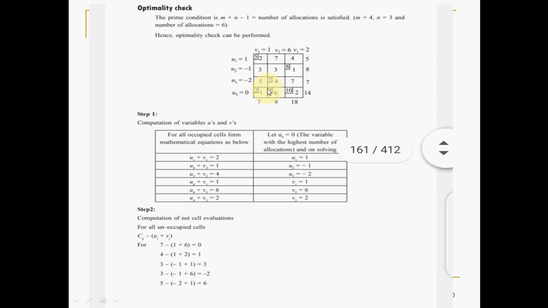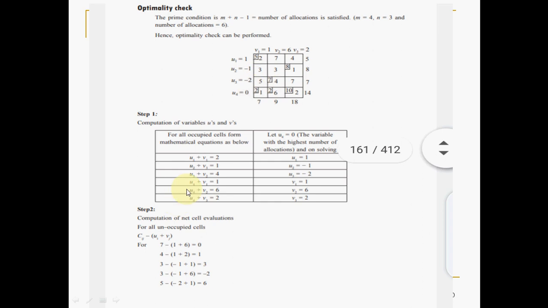Whenever you observe this condition, it's very rare. But as it is a special case, you have to understand the theoretical concept, and if you get a situation like this in a problem, you should be in a position to tackle it. Suppose m plus n minus 1 is equal to 6 and the number of allocations is 5. If you proceed, you will get stuck. Why? Variables will be more, whereas equations will be fewer. So you cannot solve or proceed further. To resolve that, in the beginning itself you put a dummy allocation in a least unoccupied cell which will not form a closed loop.